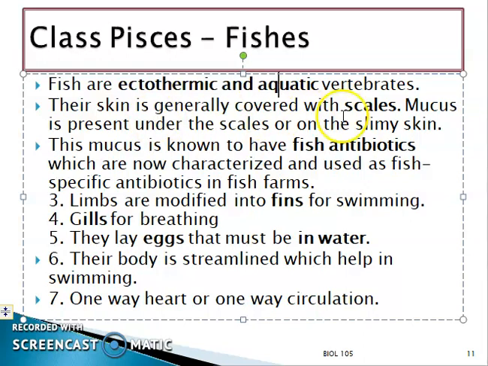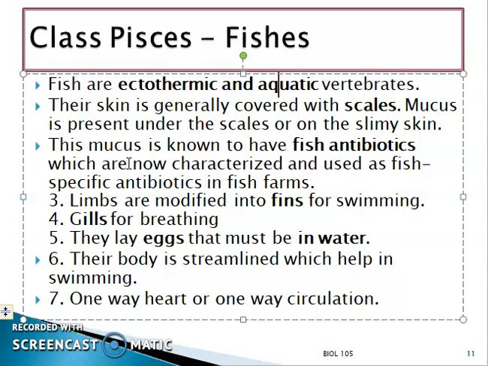The skin is generally covered by scales, and mucus is present under these scales on the slimy skin. Now there is an important function of this mucus, because that mucus is known to have fish antibiotics. They have certain chemical compounds which act as antibiotics and kill the bacterial, fungal, and other kinds of infections on their body. These are characterized and used as fish-specific antibiotics to treat fish diseases in the fish farms.